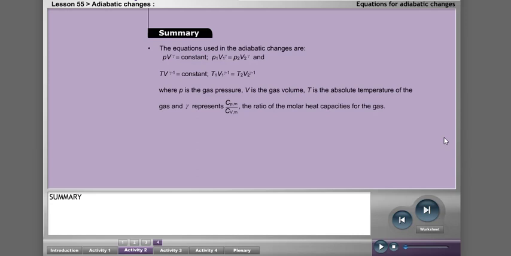Summary. The equations used in adiabatic changes are PV^γ = constant, P1 V1^γ = P2 V2^γ, and TV^(γ-1) = constant, T1 V1^(γ-1) = T2 V2^(γ-1), where P is the gas pressure, V is the gas volume, T is the absolute temperature of the gas, and γ represents C_P,m over C_V,m, the ratio of the molar heat capacities for the gas.